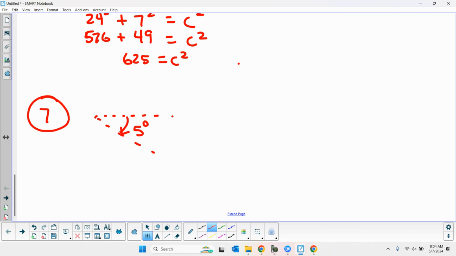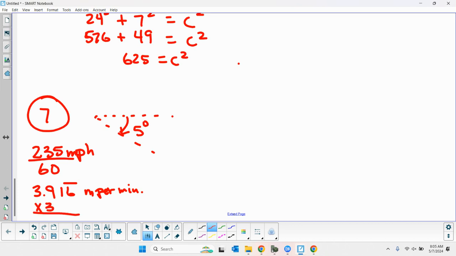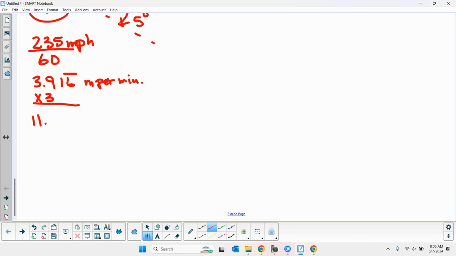Okay, so it's going 235 miles per hour. How do I figure out how much that is per minute? Divided by 60, right? So you've got to do that first to see how far it's going per minute, which comes out to 3.916 repeating miles per minute. For 3 minutes, you multiply that by 3, which comes out to 11.75 miles.